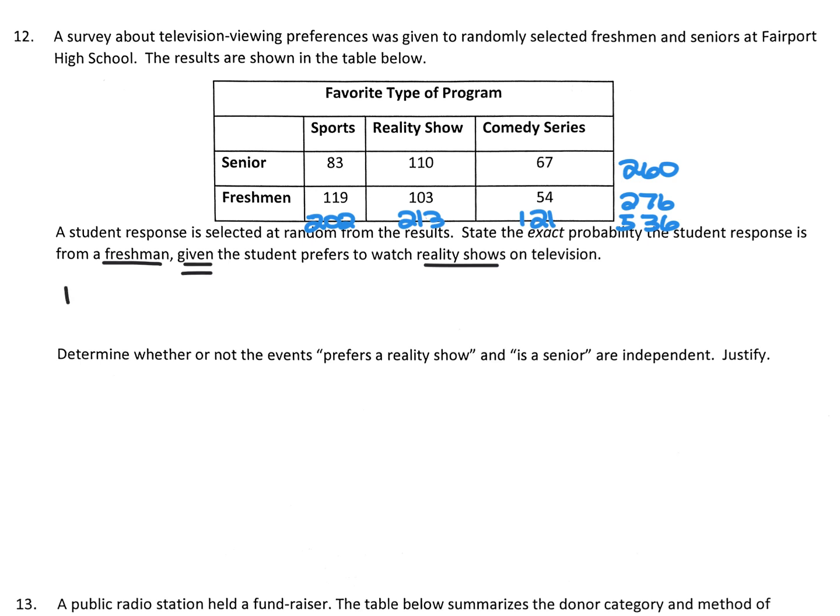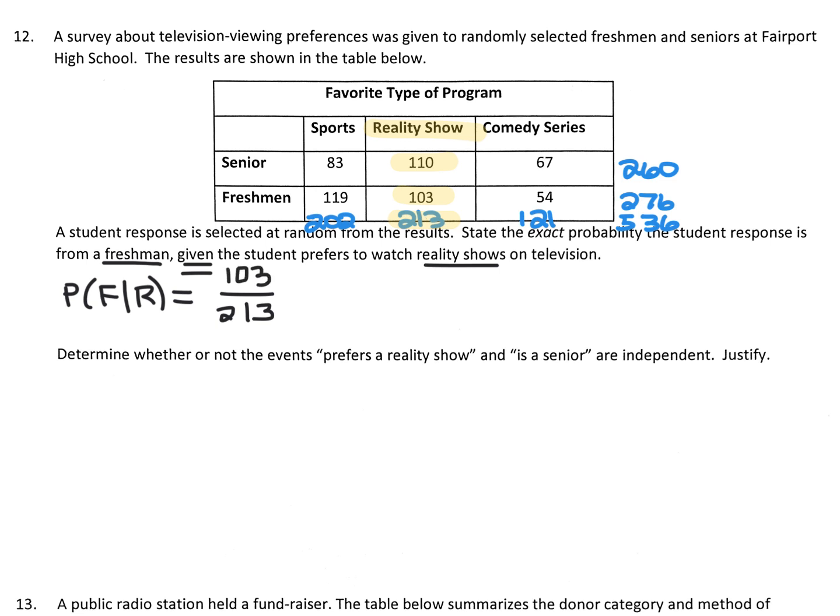Okay, so we're looking for the probability of freshmen given reality. Now remember, if we're given reality, we want to just look at that given category, which is this given column. So really all we're doing is we're only looking at the numbers in this column right here. These are the only numbers that could make our answer. Okay, this is given reality. So the total number of people that watch reality, since we're given reality, is 213. So that's going to be our denominator. Now, out of those 213 people, how many of them are freshmen? Well, let's see. 103.